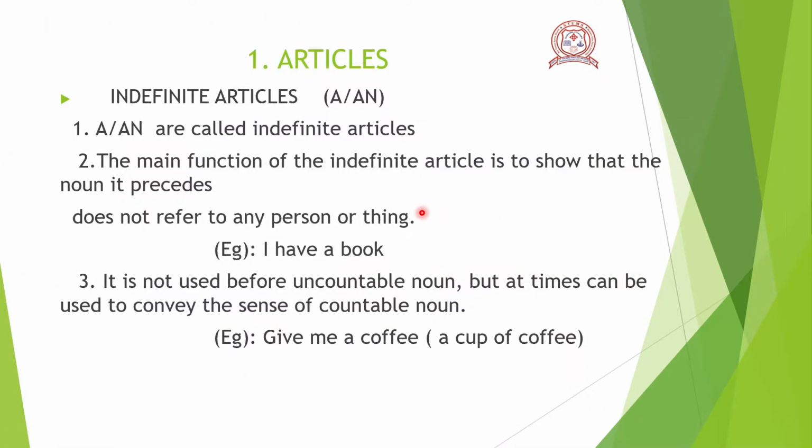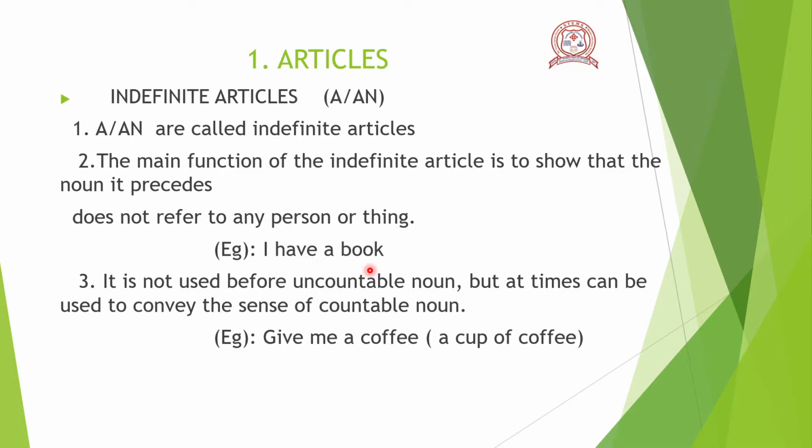Since we have learned about articles from standard 4 onwards, I'm not going to deal with the definition of articles. I'm just going to start with the two types of articles and their functions. First, let me start with indefinite articles. What are the two indefinite articles? A and an are called indefinite articles. The main function of the indefinite article is to show that the noun it precedes does not refer to any particular person or thing.